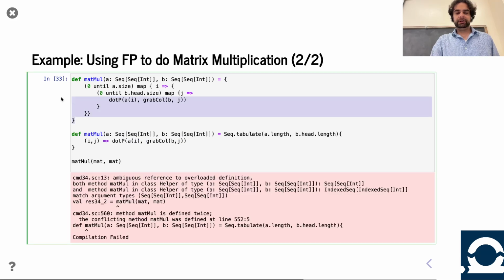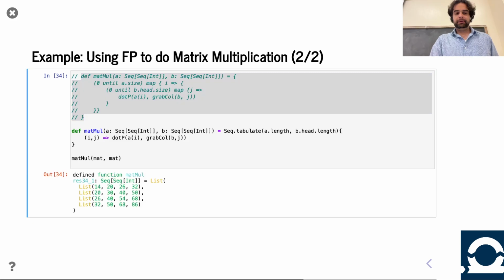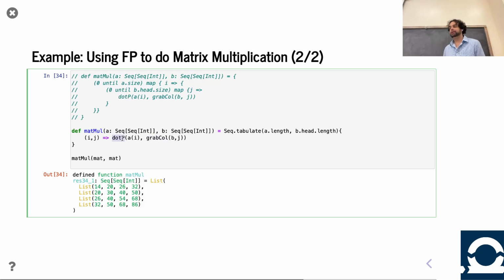And we shouldn't have two definitions of mapmul. It also works. So yeah, not shown on this slide are dot product and grab call, but in a surprisingly few number of lines, we've written matrix multiplication where the actual core logic is now like one line, which is kind of wild, right?